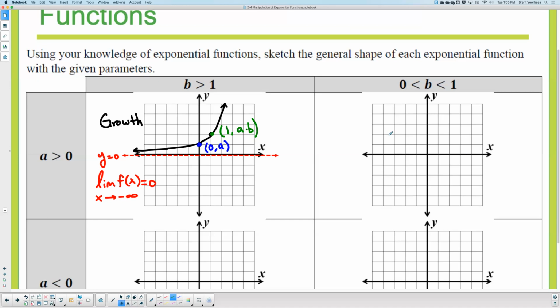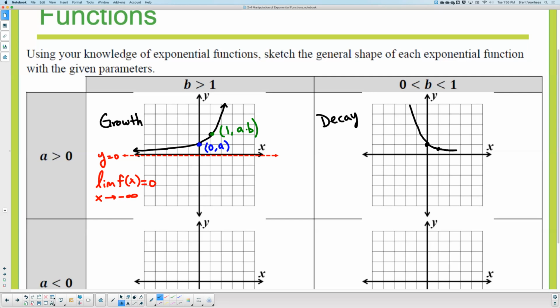This square represents when a is positive and b is between 0 and 1. This is your decay from the previous slide. So the previous slide had both of these. This time, what I'm going to do is put my point here and my next point here, and we're going to go through. So this is a decay.